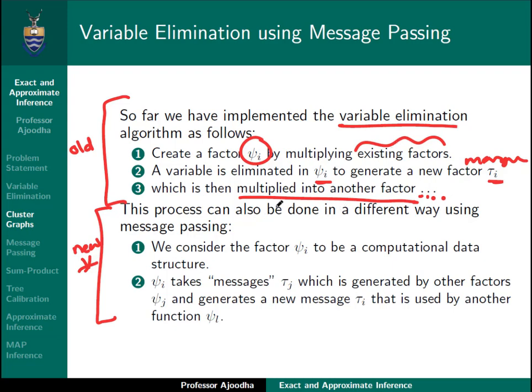So you can look at this in a very different way, and this is called using message passing. Here it's very similar, and the intuition is the same. We consider the factor psi, and instead of thinking of it as just one step of the process, it's now considered to be a computational data structure. I'll show you what I mean by that later on. These psi's take in messages, and the messages will be this tau. Those taus are generated by other factors, and it takes these and generates new messages, tau, that are used by another psi, and that generates another tau, which is used by another psi, in a roundabout way to be able to do this variable elimination.